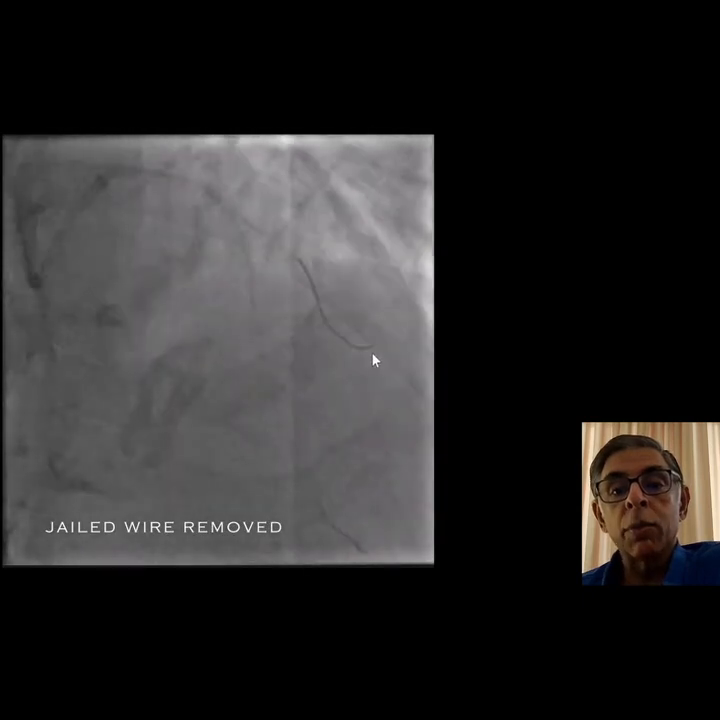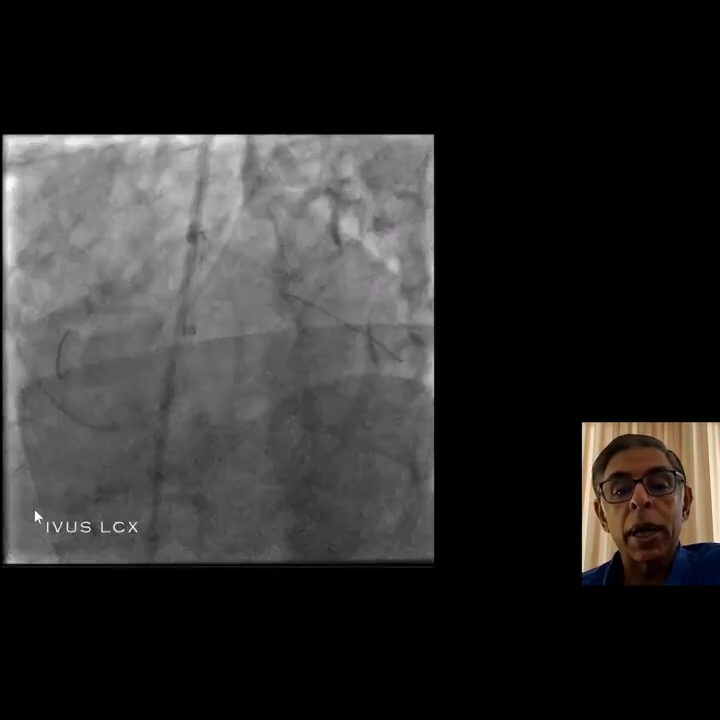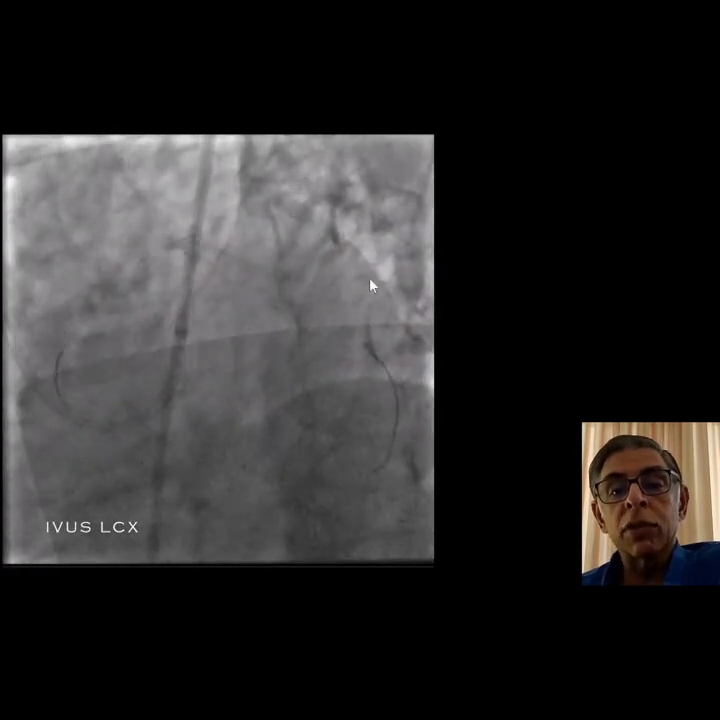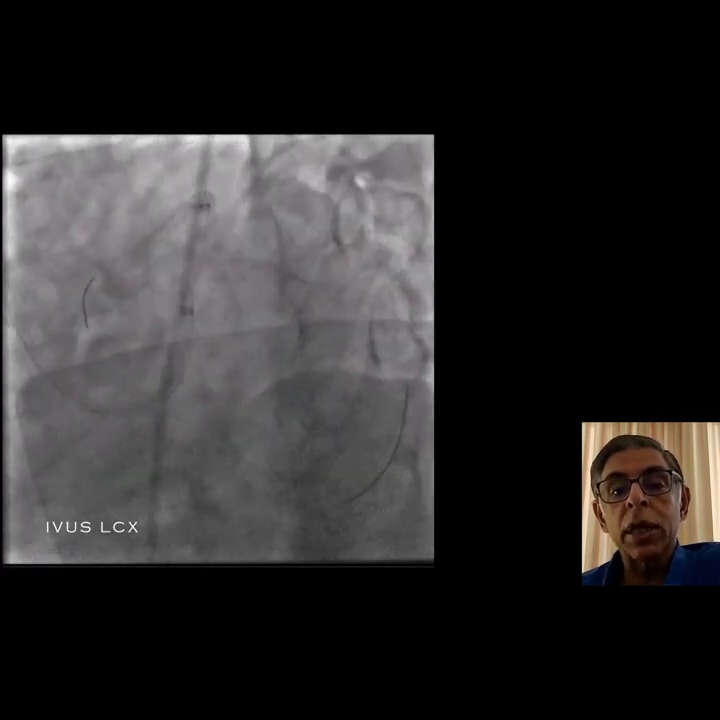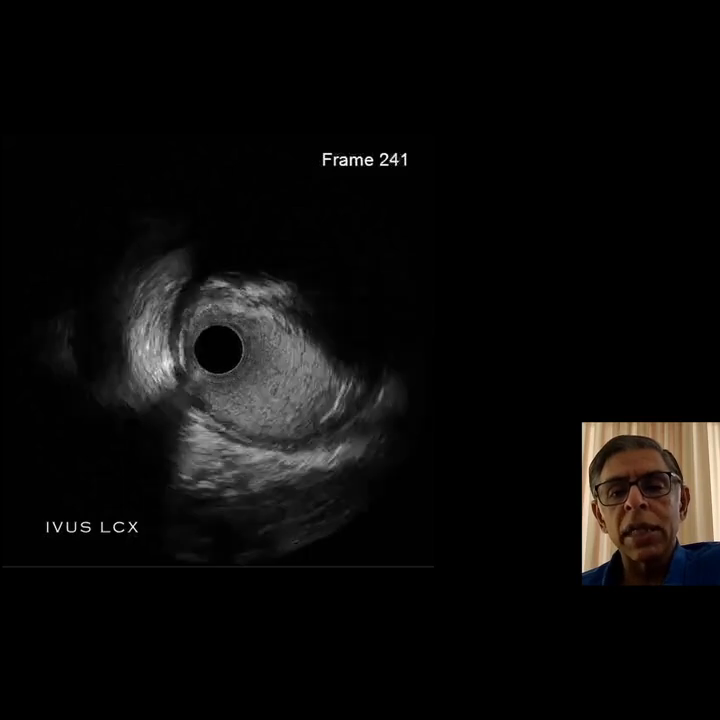And then the jailed wire was removed, and you can see that it is pretty easy to remove a jailed wire with no problem. And then we went ahead and did an IVUS of the circumflex to see what it actually looked like. And here I've let the circumflex IVUS play. Good big vessel distally, relatively disease-free.